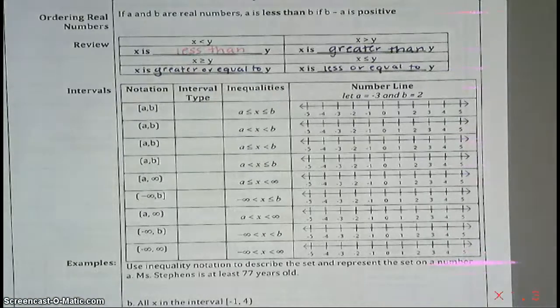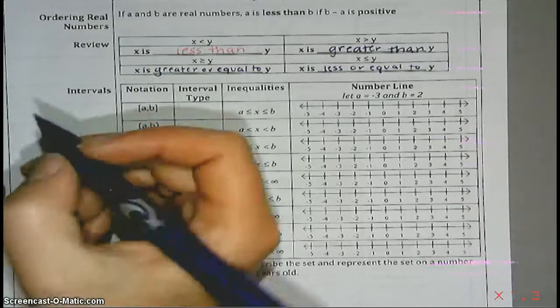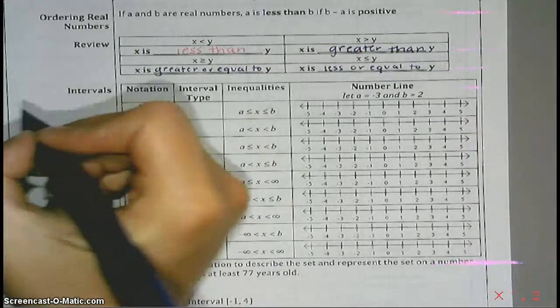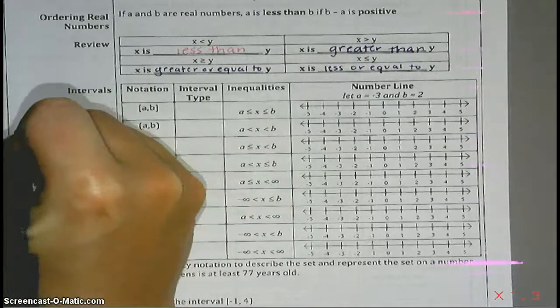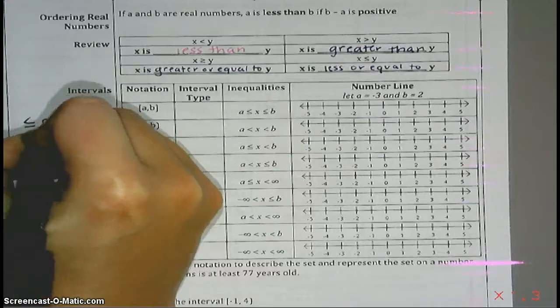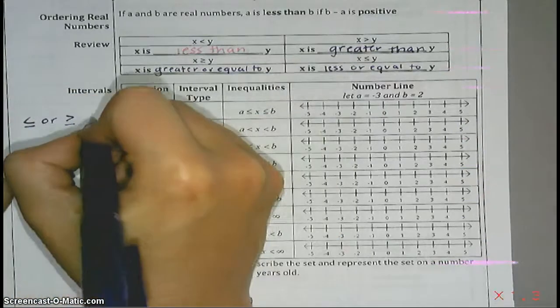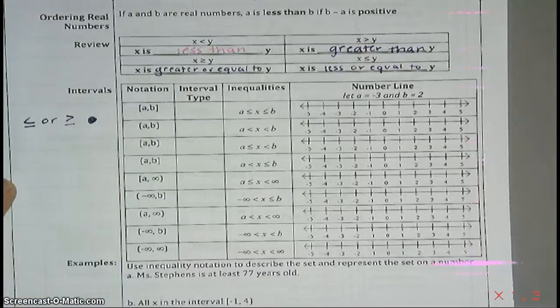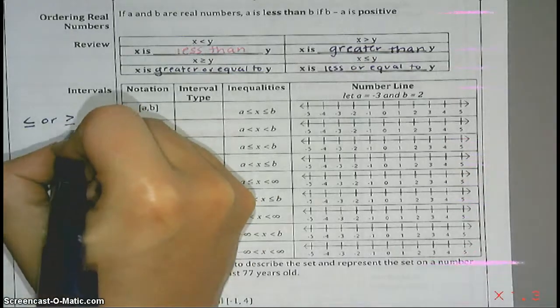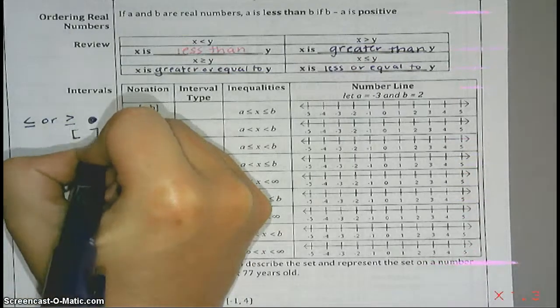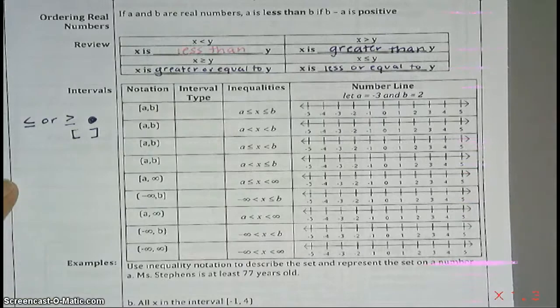Really, the key thing to know about this is that anytime that you have a symbol with an equal sign, so that's going to be less than or equal to, or greater than or equal to, that's going to go along with a closed dot. And it's also going to have brackets with it for the notation. Okay. So those three go together.